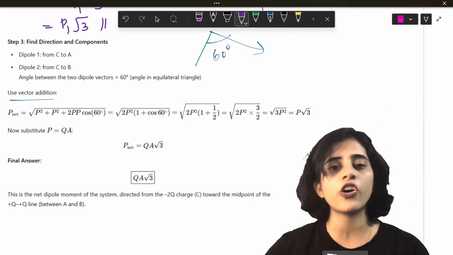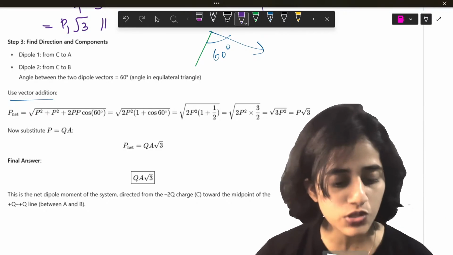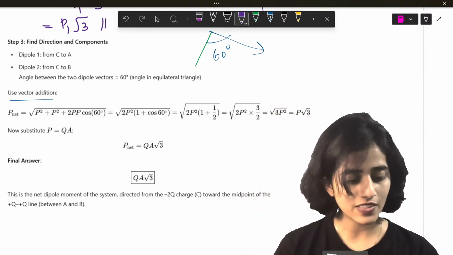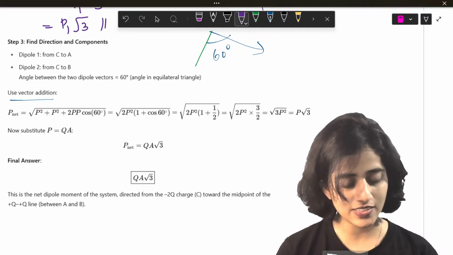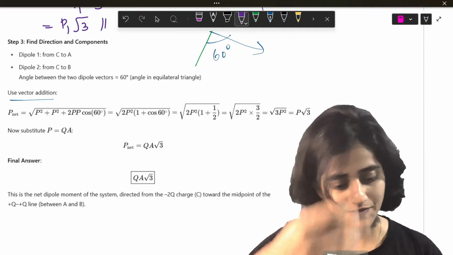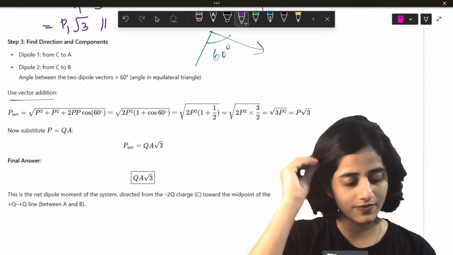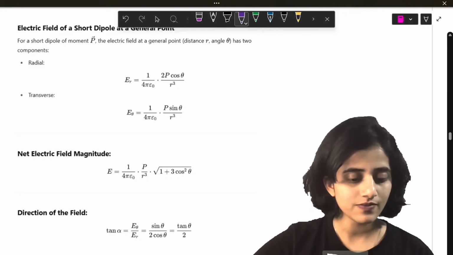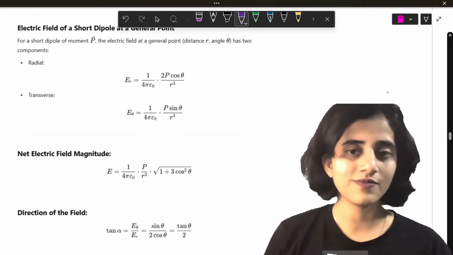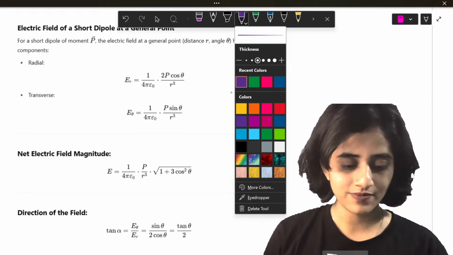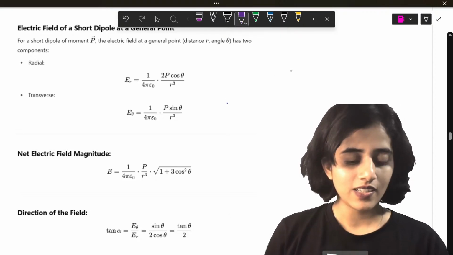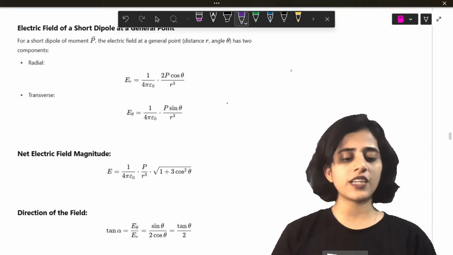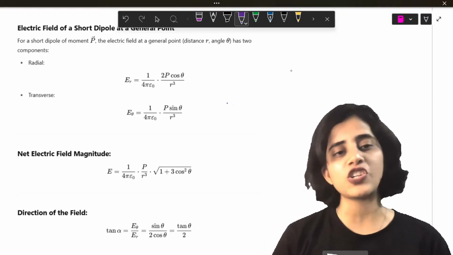Okay, let's move on. Is this clear? Do you have any doubts? Anything that you want me to answer? Okay, let's move on. Next is electric field of a short dipole at some general point.